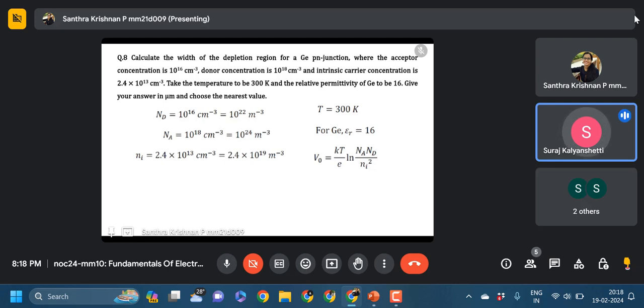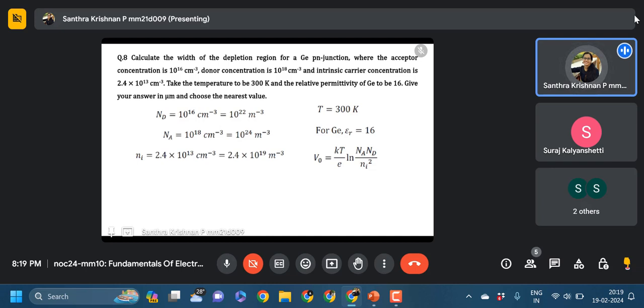Why did they convert ni into per meter cube? Since it is a ratio, it's actually not required. You can directly use 2.4 into 10 raised to 13. But in the next equation, for depletion width, there is a sum instead of a ratio. There you have to convert and use.